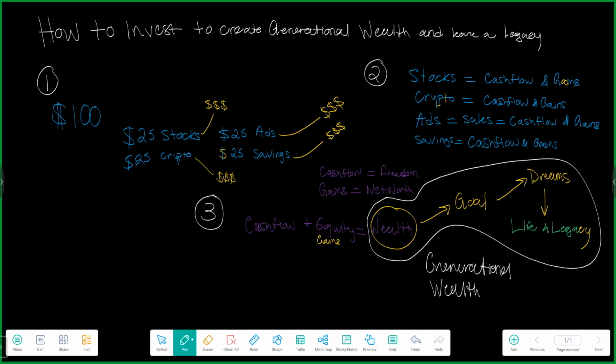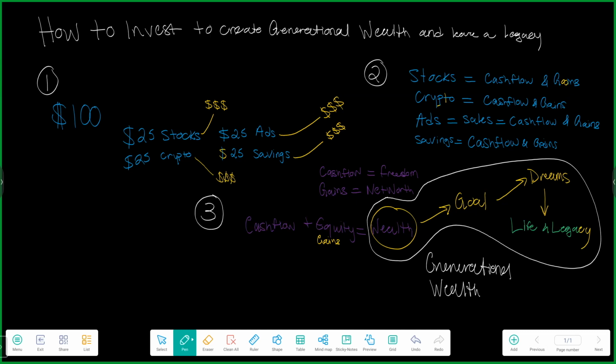So looking at step number 2, we see the stocks. What do stocks create? They create cash flow and they can create gains, especially when we're talking about value stocks. Most value stocks, take Verizon for example, pay a dividend. Cryptocurrency has yield farming and also has staking. We're not going to get into the depths of the difference between the two, but understand that those are passive income strategies using cryptocurrency.